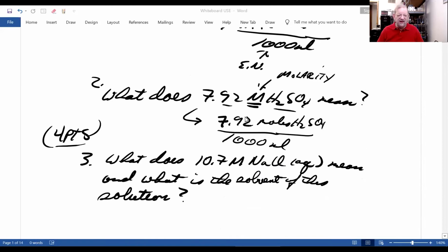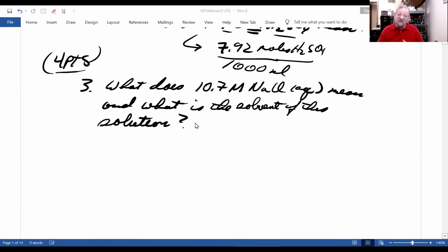Same thing in number 2. Now, number 3 says, what does 10.7 capital M NaCl(aq) mean? And it also asks, and what is the solvent of the solution? I remember, I think on test number 2, some of you didn't read the problem or you didn't understand what you were reading. In the case of the second part, you can always email me during a test. But anyways, does that answer your question, Eric and Michelle?